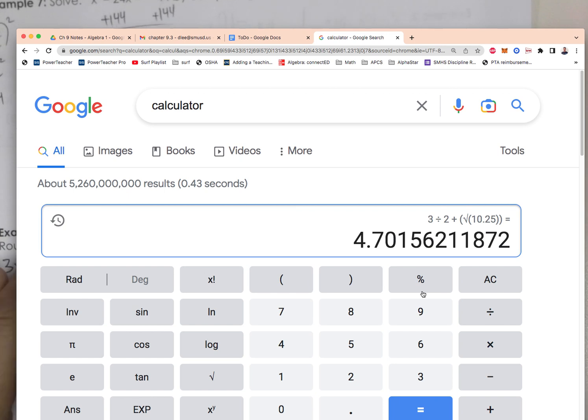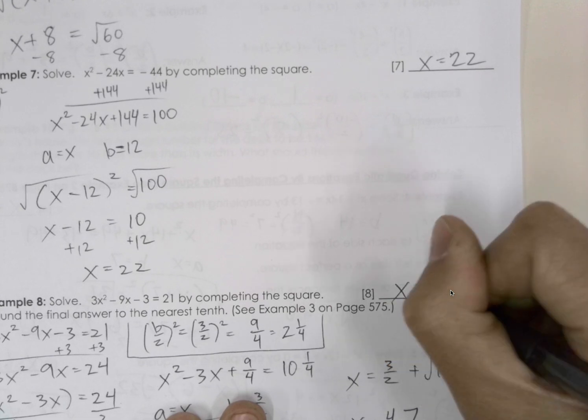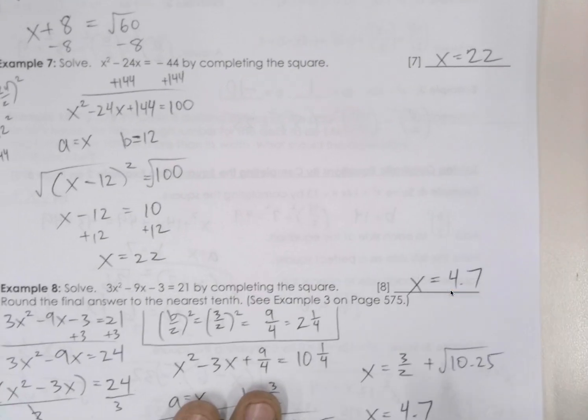So we're supposed to round to the nearest tenth. So that's going to be x is equal to 4.7. All right, so x is equal to 4.7. And so I'm going to say here x is equal to 4.7. That's my final answer.